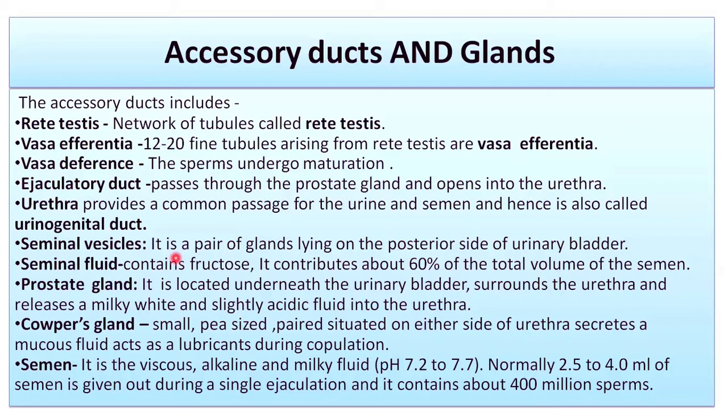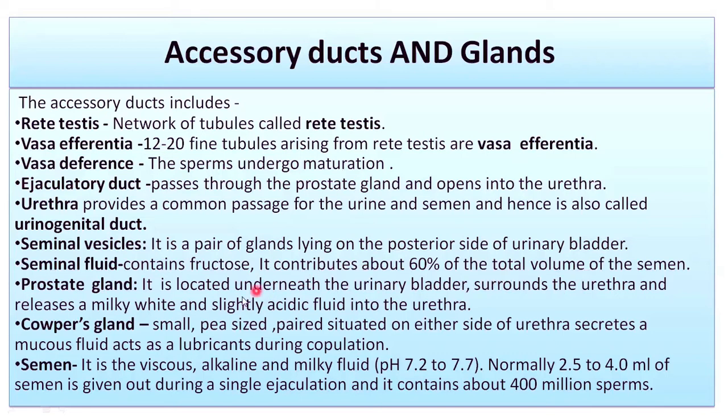Now the seminal vesicle is nothing but a pair of glands lying on the posterior side of the urinary bladder. What is the function of the seminal vesicle? It secretes the fluid, seminal fluid. What is that? It contains fructose, and also fibrinogen, and it contributes about 60% of the total volume of the semen.